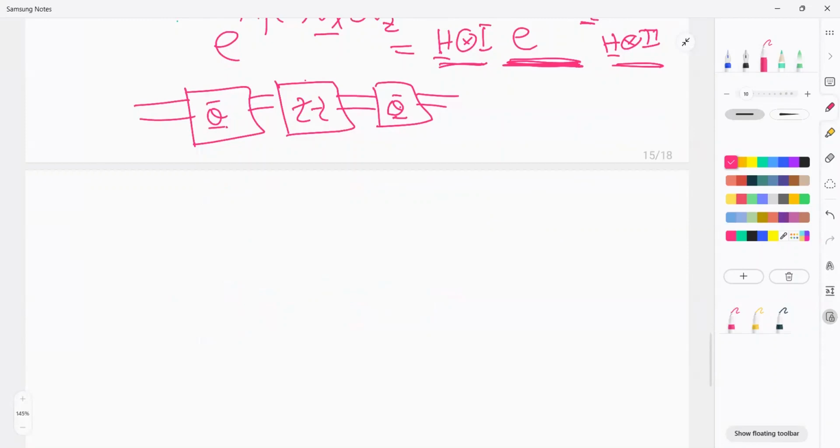Okay, any questions about this ZZ feature map? Okay, I'm going to close this theory part and start to walk you through the code.